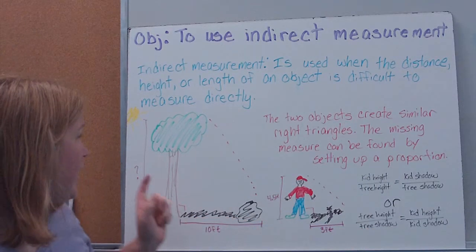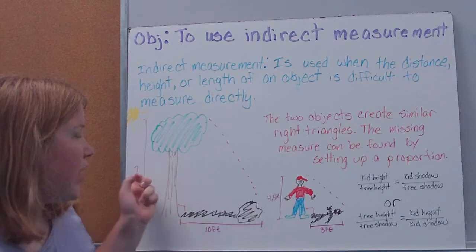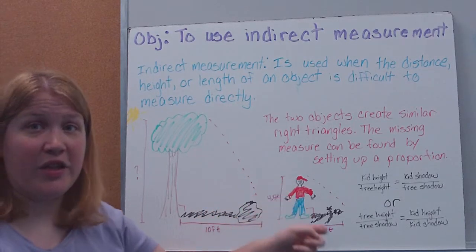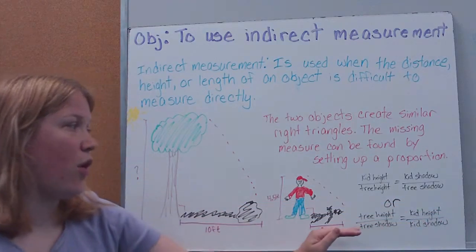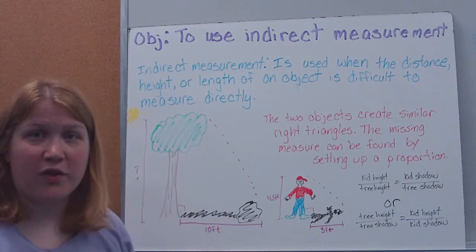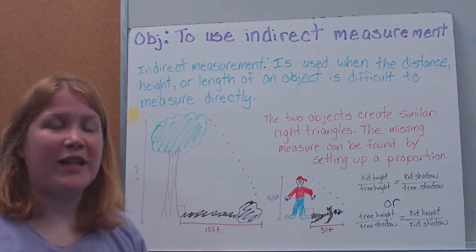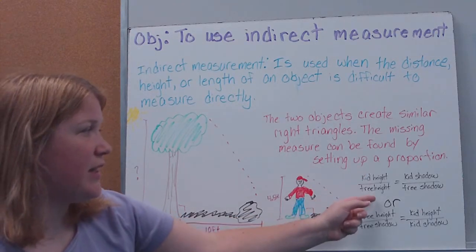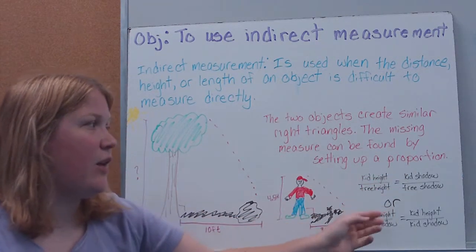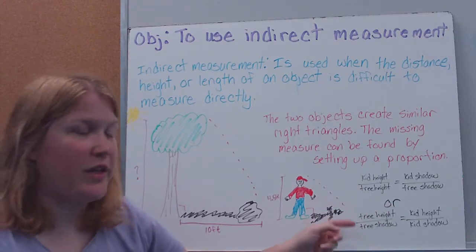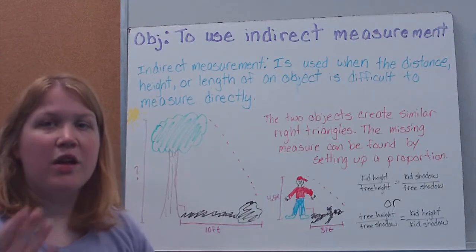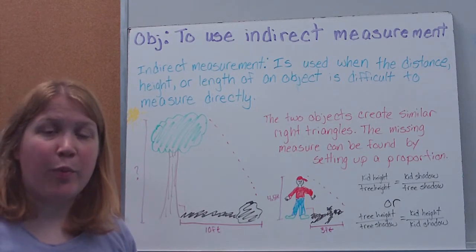The other way I could do it is the tree to the shadow, the height to the shadow, as long as I do height to the shadow. The tree is on this side, the kid is on this side, height is across from each other, shadow is across from each other. So it kind of makes sense. You can see the way it works. There's more than one way you can set up proportions.